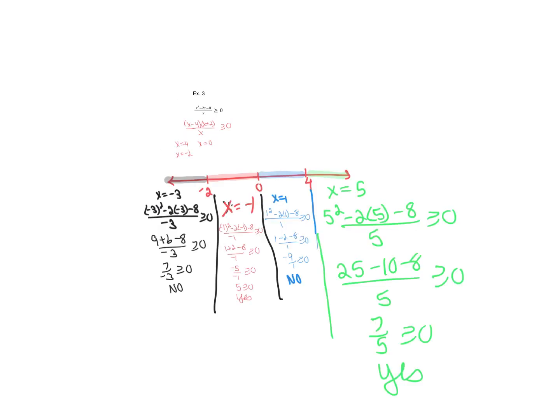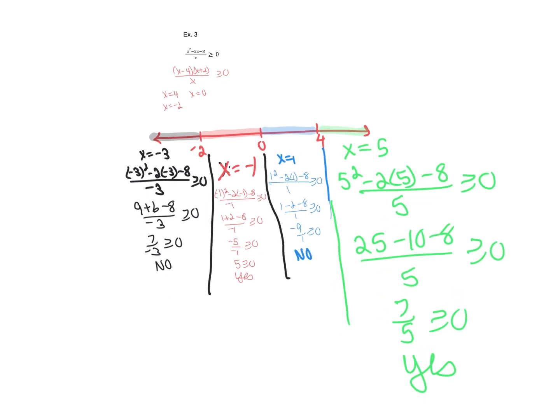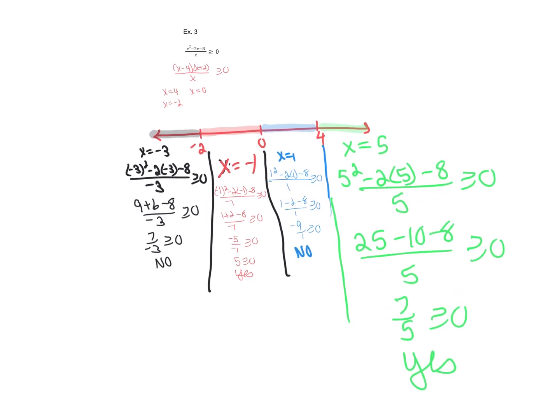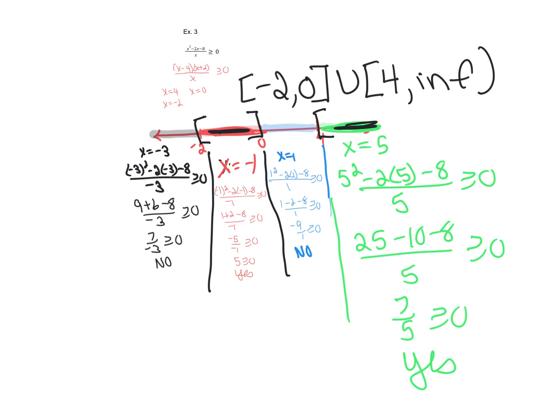Okay, so take a look here. I did test points in all 4 sections, and I found that the red section and the green section were both solutions. I have hard brackets on each because I had an or equal to sign in my original problem. So I go from negative 2 to 0, both with hard brackets. And then I also go from positive 4 to infinity. And again, the infinity has a soft bracket on it in our interval notation because that's how it always is when we have infinity.